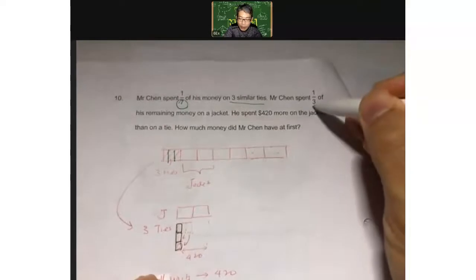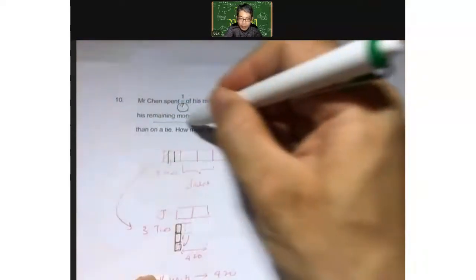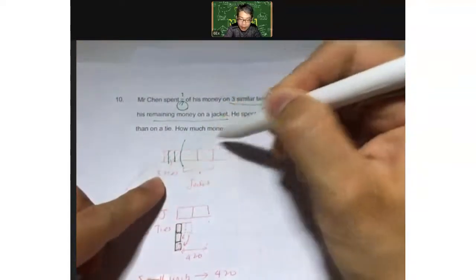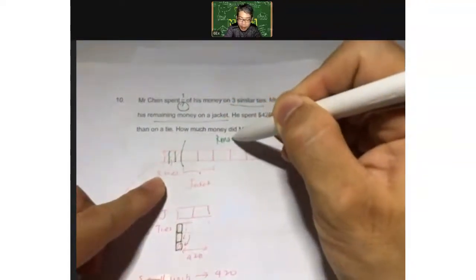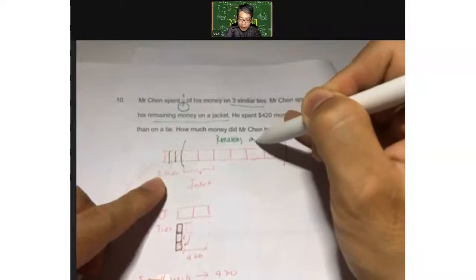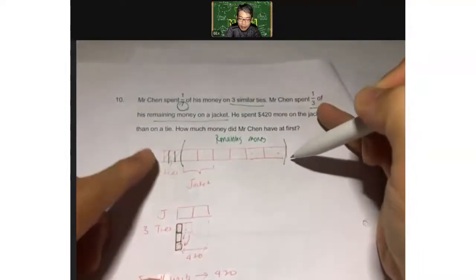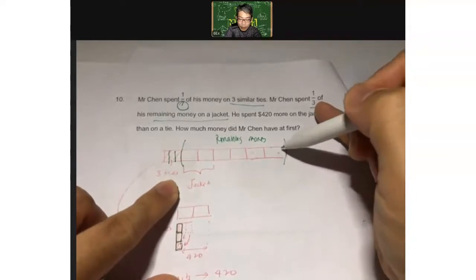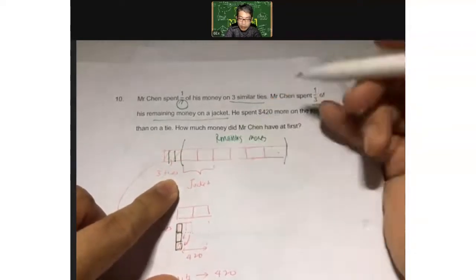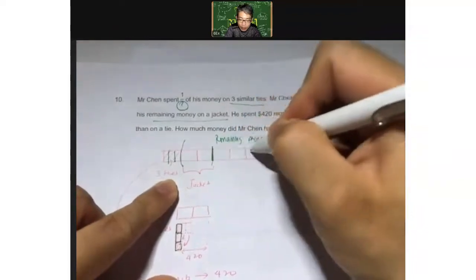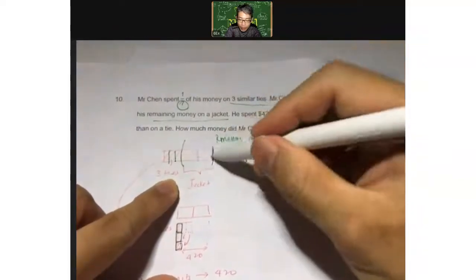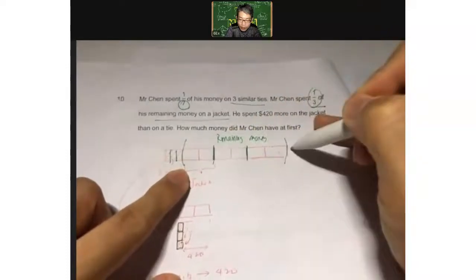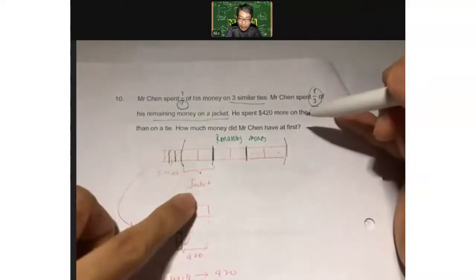Now, he spent 1/3 of his remaining money on a jacket. This part here is his remaining money, right? He has 7 parts. He spent 1 part on 3 ties. So remaining 1, 2, 3, 4, 5, 6. 6 parts, if I divide by 3, I get my 1/3. 1/3, 1 out of 3. So this part is spent on the jacket.